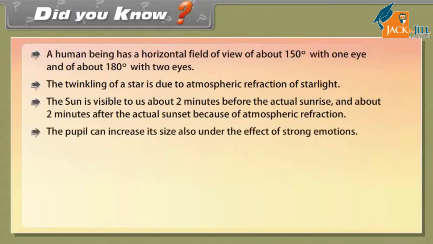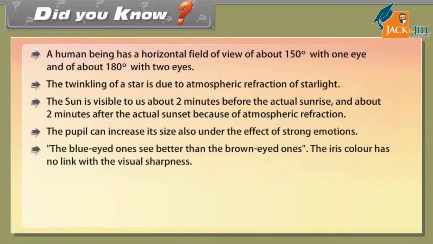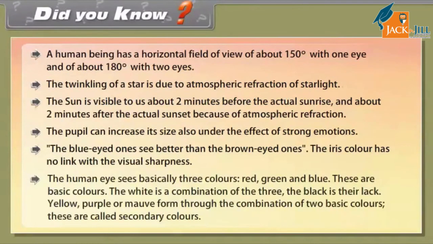The pupil can increase its size also under the effect of strong emotions. The blue-eyed ones see better than the brown-eyed ones. The iris color has no link with visual sharpness. The human eye sees basically 3 colors: red, green, and blue. These are basic colors. White is a combination of the 3. Black is their lack. Yellow, purple, or mauve form through the combination of 2 basic colors. These are called secondary colors.